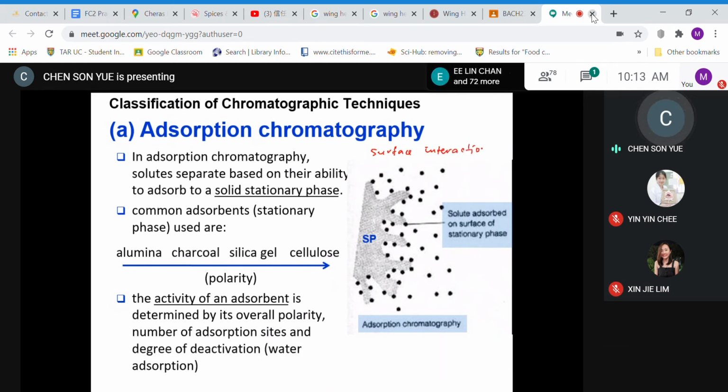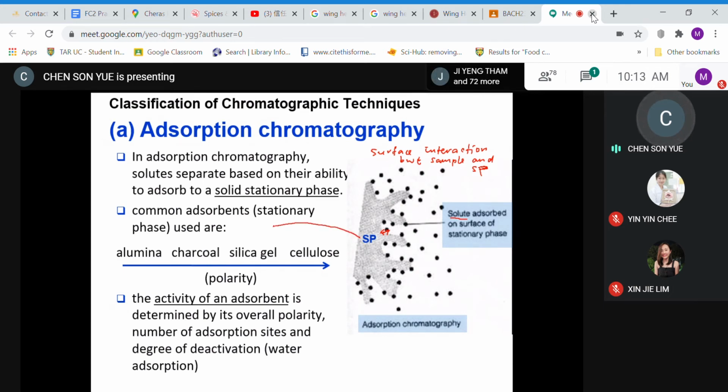It's about surface interaction between the sample and the stationary phase. So the whole thing here is a stationary phase, and all these small particles are solid, on the sample. It's about surface interaction. And this kind of solid phase, common solid phase examples, we have all this.